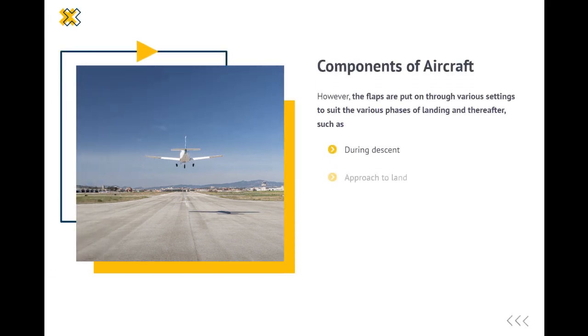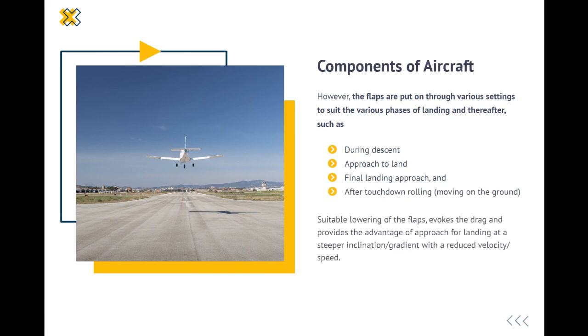However, the flaps are put on through various settings to suit the various phases of landing and thereafter, such as during descent, approach to land, final landing approach, and after touchdown rolling, moving on the ground. Suitable lowering of the flaps evokes the drag and provides the advantage of approach for landing at a steeper inclination or gradient with a reduced velocity or speed.